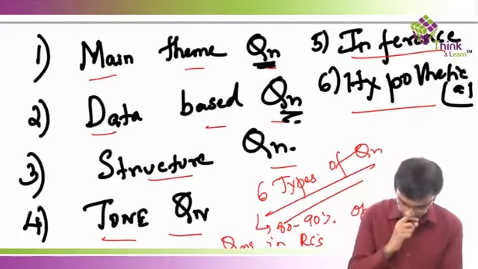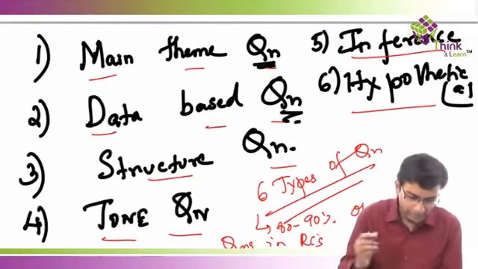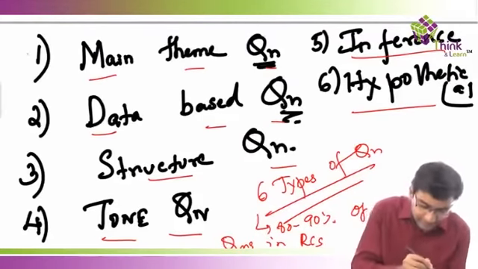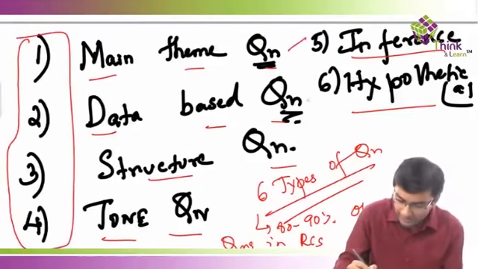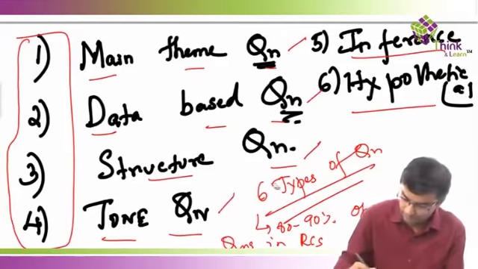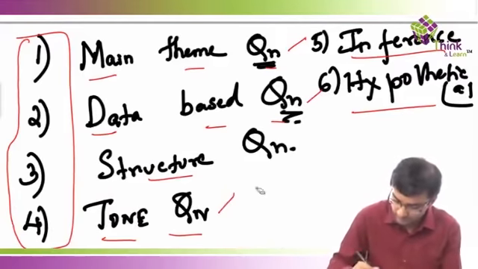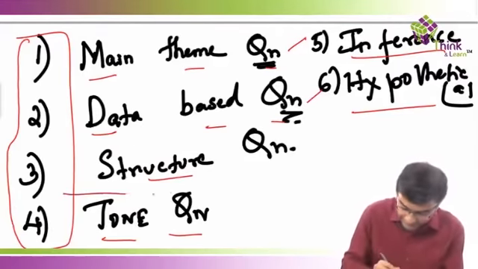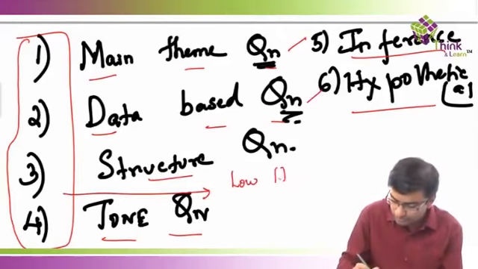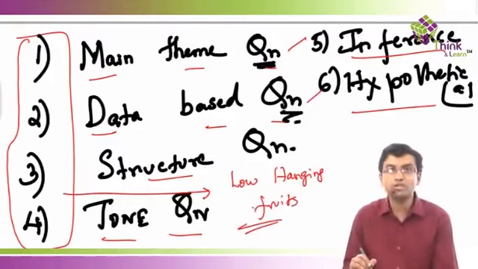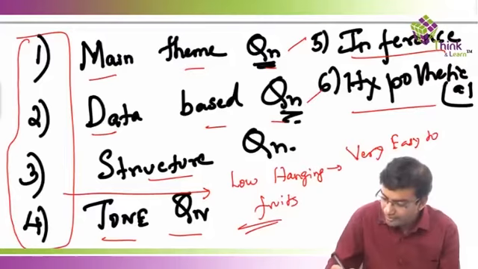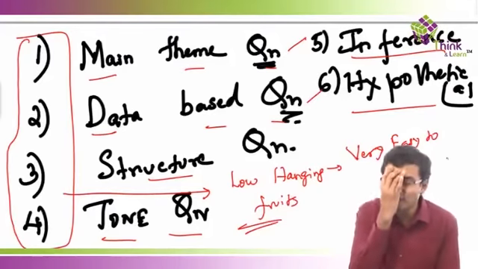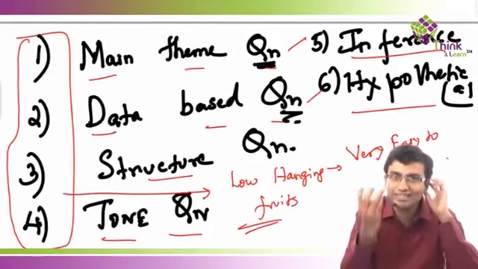Now, a point to be noted, this will help you a little later. These first 4 categories: main theme, database question, structure questions, tone questions, are what I call my low hanging fruits. Why do I call them low hanging fruits? Because they are really easy to solve. In fact, for many of these questions, you don't even have to understand the passage and you'll get the answer.